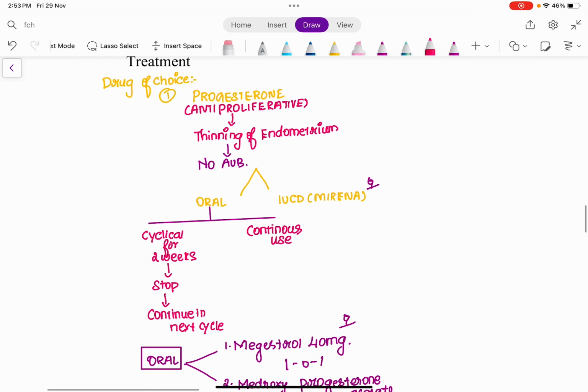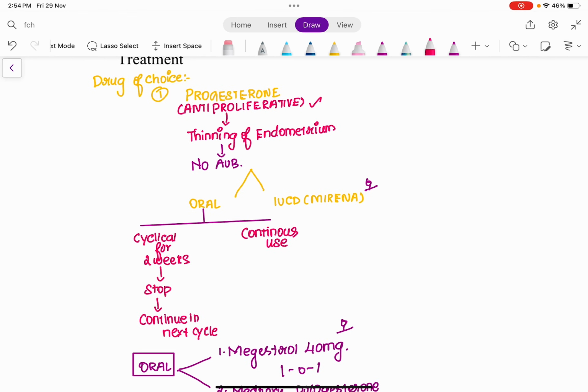As we all know, progesterone has an anti-proliferative effect, right? Estrogen has a proliferative effect and progesterone has an anti-proliferative effect. Because of that, progesterone is going to support the uterine endometrium, and it is going to result in thinning or atrophy of the endometrium. Because the endometrium is going to be very thin, the bleeding will regress. So the patient will no longer have complaints of abnormal uterine bleeding. The bleeding will get controlled.